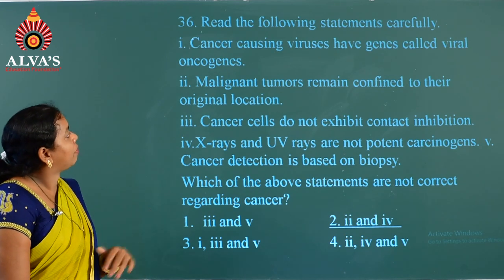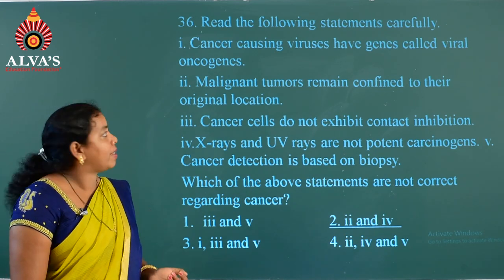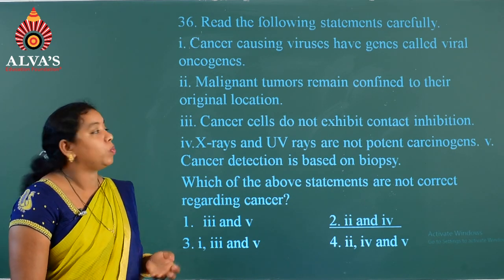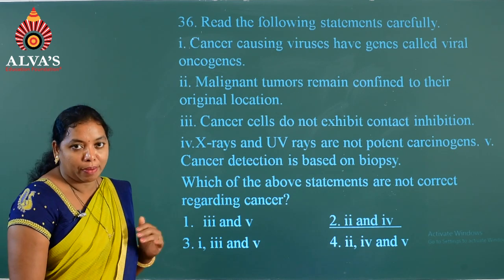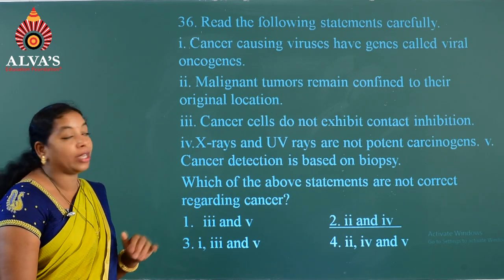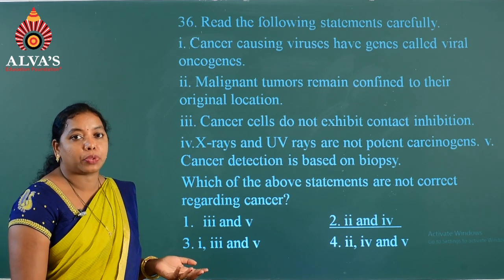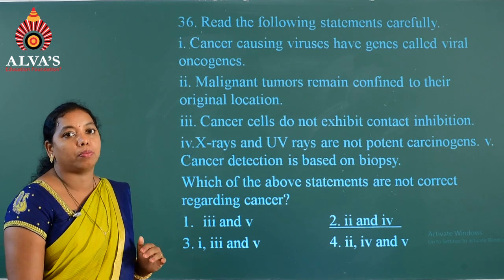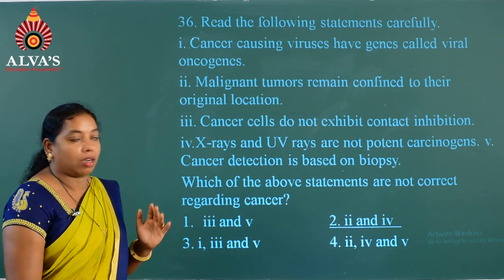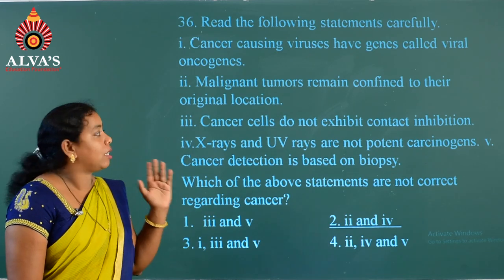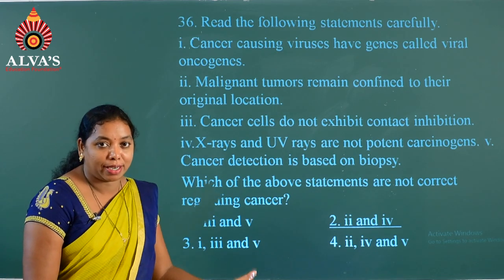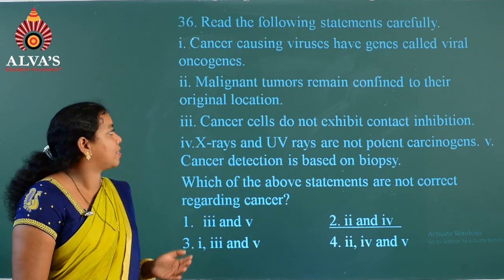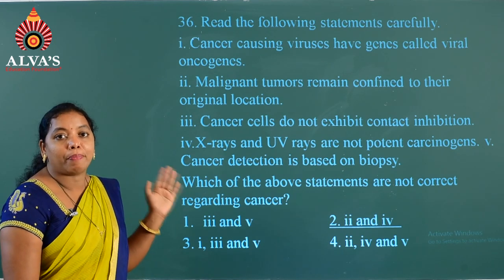So here, if you consider the first one, cancer causing viruses have genes which are called viral oncogenes, that is true. The next one, malignant tumors remain confined to the region of their original location, that is wrong. Actually, benign tumors remain confined to the region of their location, whereas malignant tumors spread from the confined region to other organs. So, that is why they have the property of metastasis.